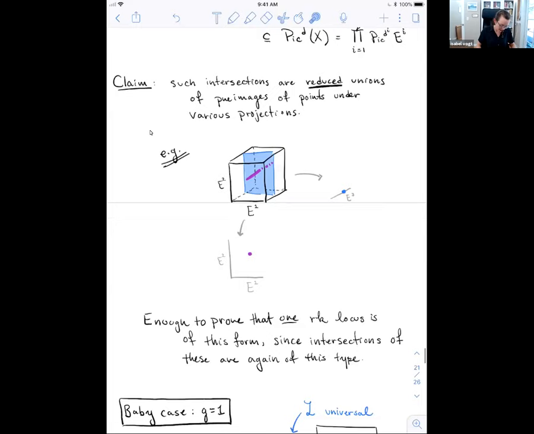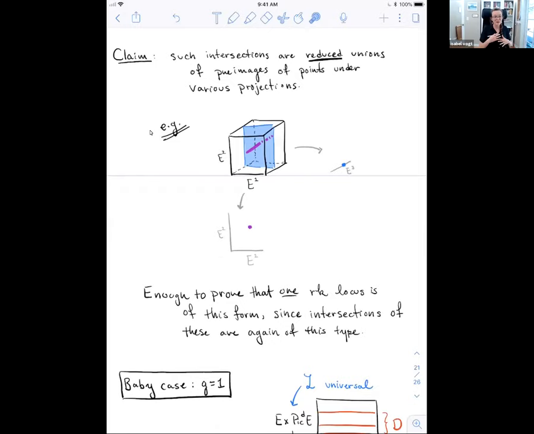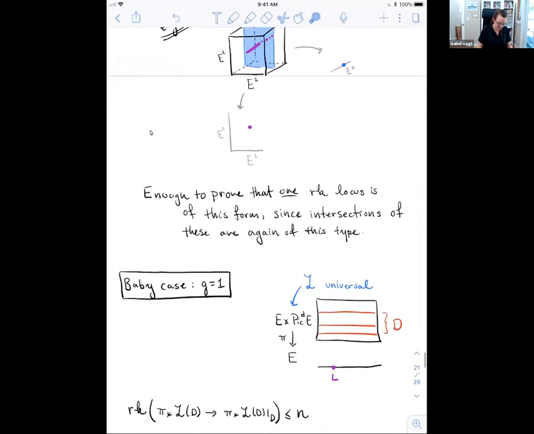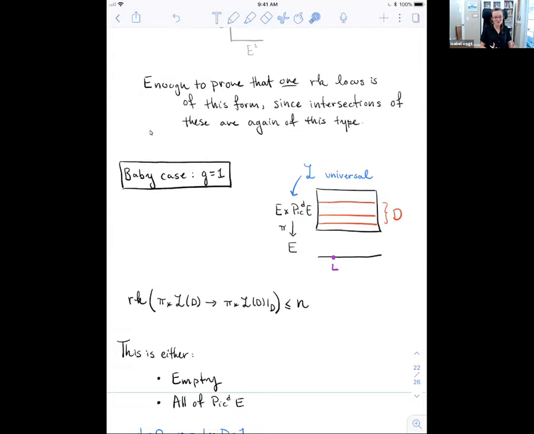So the baby case is that I don't actually have a chain of many different elliptic curves, I just have one elliptic curve. So here's my schematic in that case, and I'm asking for the rank of this map of vector bundles to be at most n. And what you notice is that because it's an elliptic curve, we really understand so much that in most cases, it doesn't depend on the moduli of the point in the base at all. This rank locus is either empty, it never happens, or it's all of Pic D, it always happens.